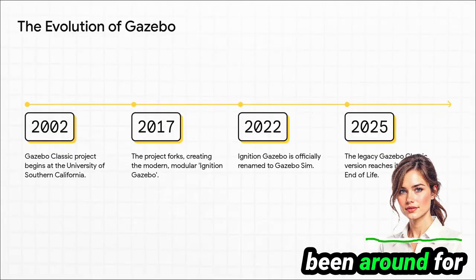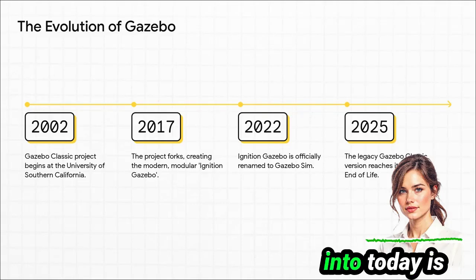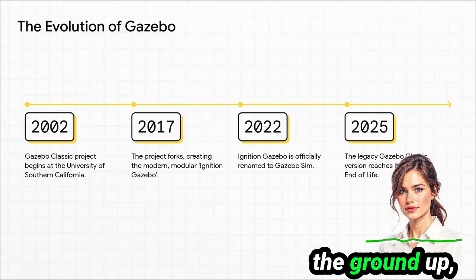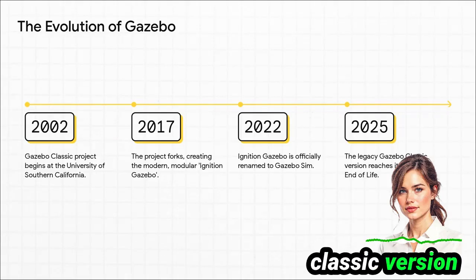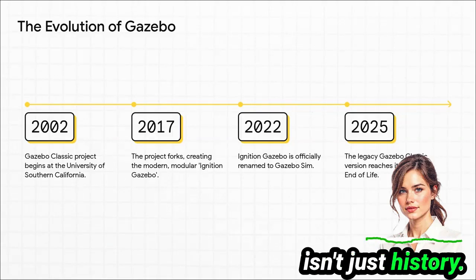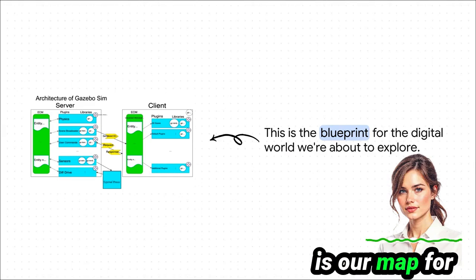Now, Gazebo's been around for a while, since 2002 actually, but the version we're digging into today is the modern Gazebo Sim. It's a complete redesign from the ground up, built to be way more modular and flexible. And with the old classic version getting retired in 2025, everything we're about to see isn't just history, it's the future of robot development. Okay, so this is our map for the journey.